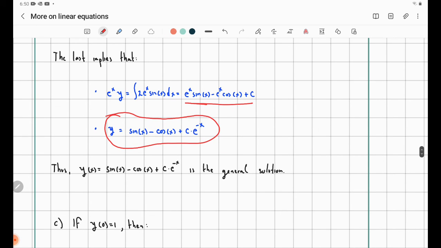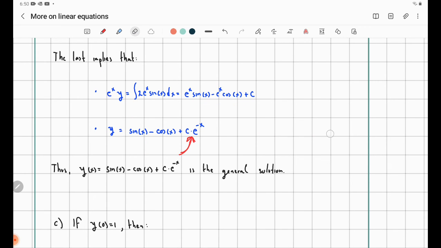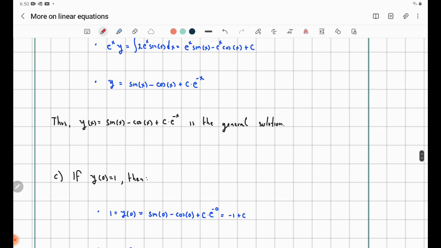equation contains the particular solution that we found in the first part of the problem, which is the difference between the sine and the cosine. And you have here a third term, which contains the parameter of this one-parameter family of solutions for differential equations. So the comparison between this general solution and the particular solution of the first part is just given by this last term.